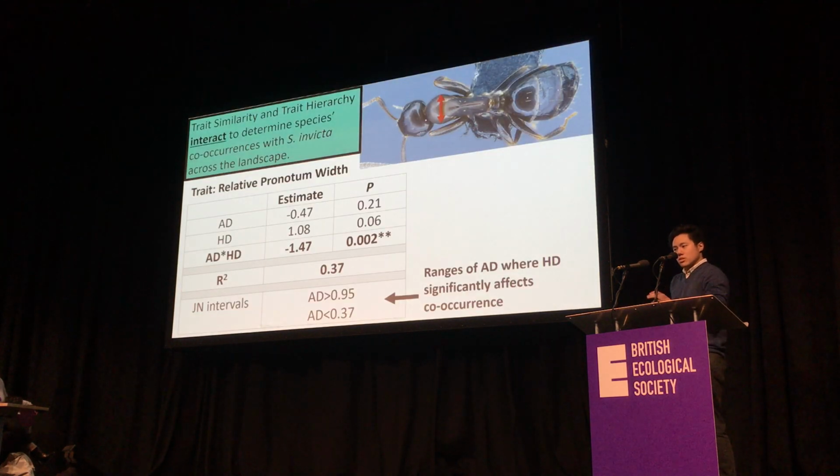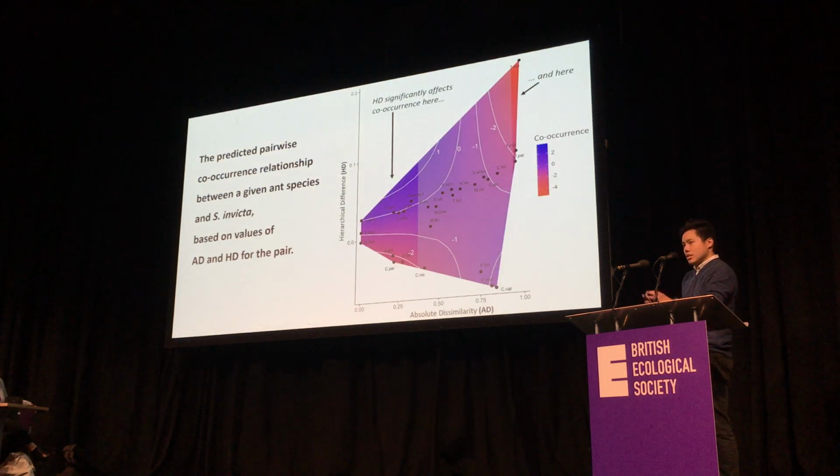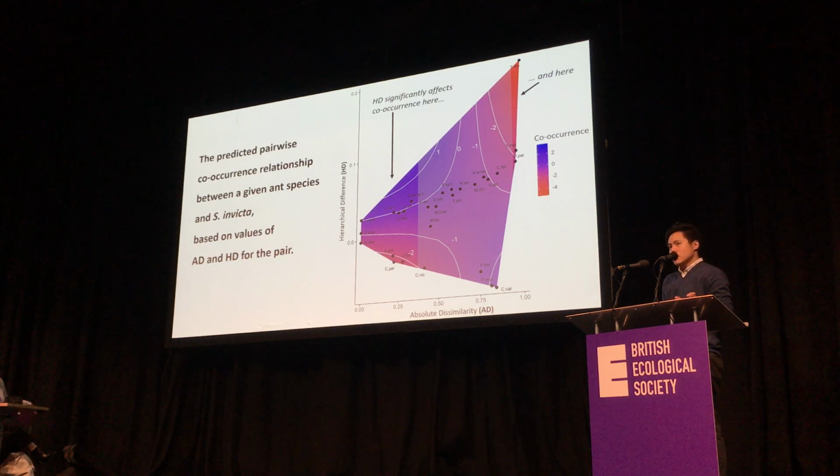And we found that for this trait, relative pronotum width, I can talk more about its potential functionality and ecological significance after the presentation. But for this trait, this model captured a decent amount of the variation in co-occurrence outcomes between resident species and the fire ants. And it can be represented in this plot here, where on the x-axis, we have that absolute measure of dissimilarity with no direction, representing limiting similarity. And on the y-axis, we have the competitive hierarchical difference, suggesting some trait values are better than others. And we found that there was an interaction between these two things that determined the co-occurrence of a particular species and the fire ants within that area.